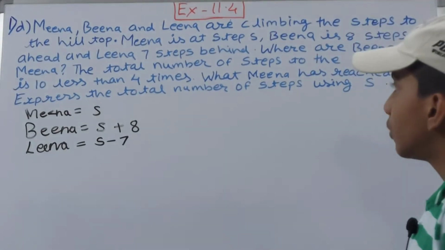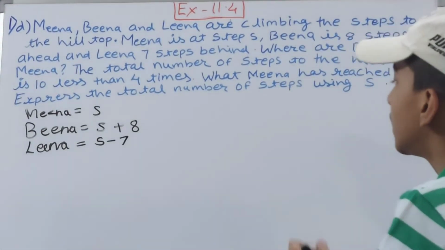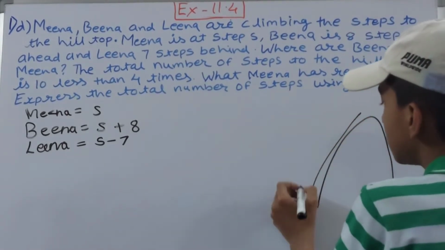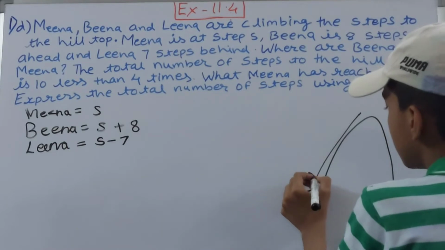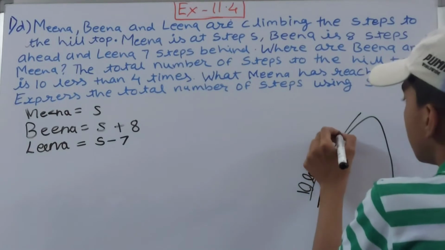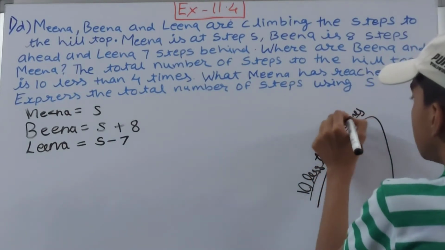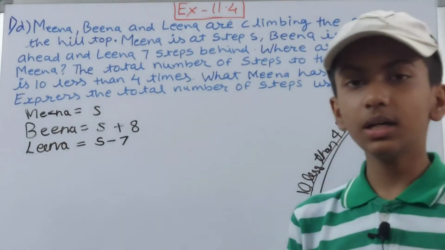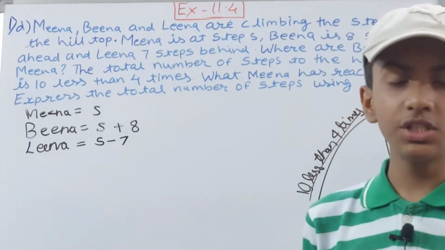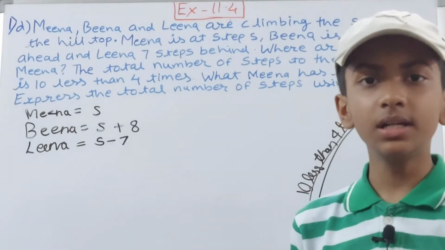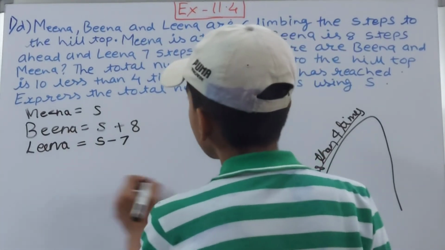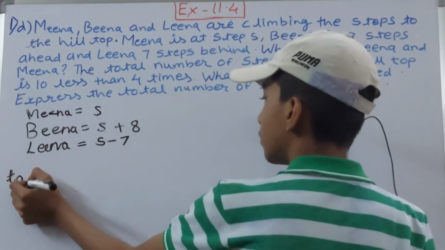Then it is saying total number of steps to the hilltop. Now suppose this is the hill, right? So this total number of steps, it is 10 less than 4 times, right? So 4 times of what Meena has reached. So you have to first multiply what Meena has reached by 4 and then subtract 10 from it. So here, it is asking us the total distance, right?